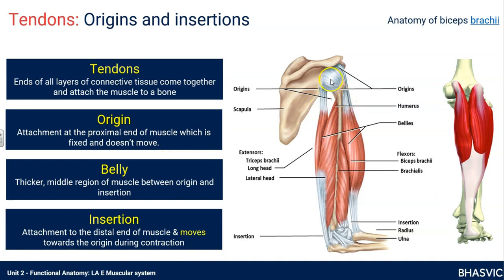So these are the origins. When you contract your biceps brachii, this end doesn't move, it's this end that moves and is pulled up. So the fixed end is the origin, and the moving end, the tendon which is the moving end, is called the insertion. Just a couple of key terms for you to know.